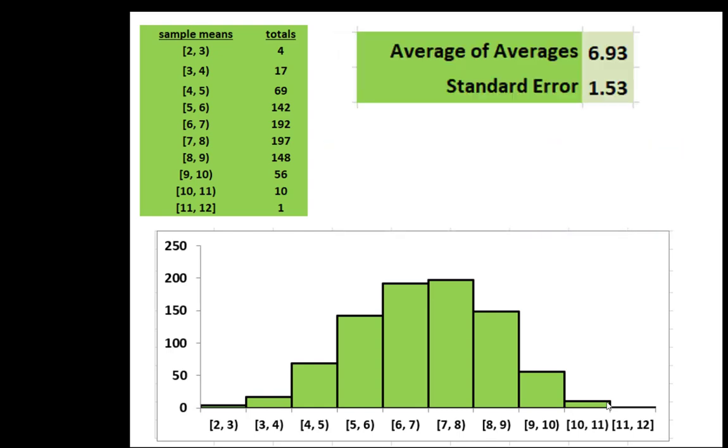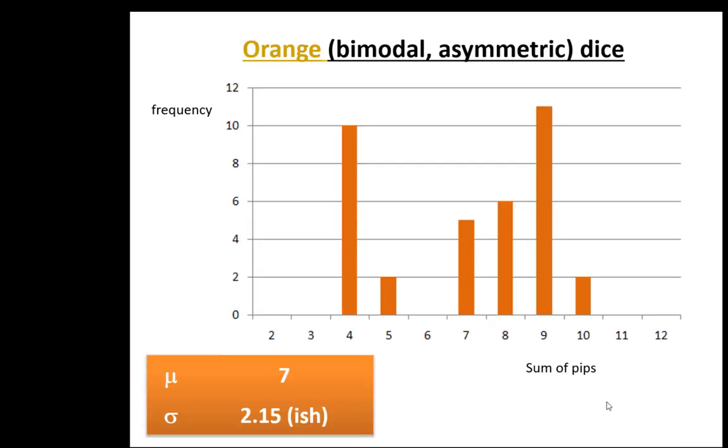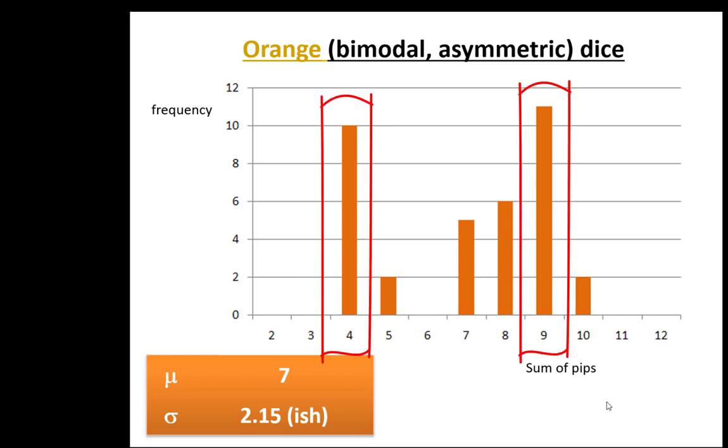That's the summary stats from our sampling distribution. That's the population stats. Once again, the average we're getting is really close to the population average, and the standard error is less than the population standard deviation. Couple more. The orange, this is such a weird one. Definitely bimodal. It's got these two spikes, 4 and 9, with an average of 7.